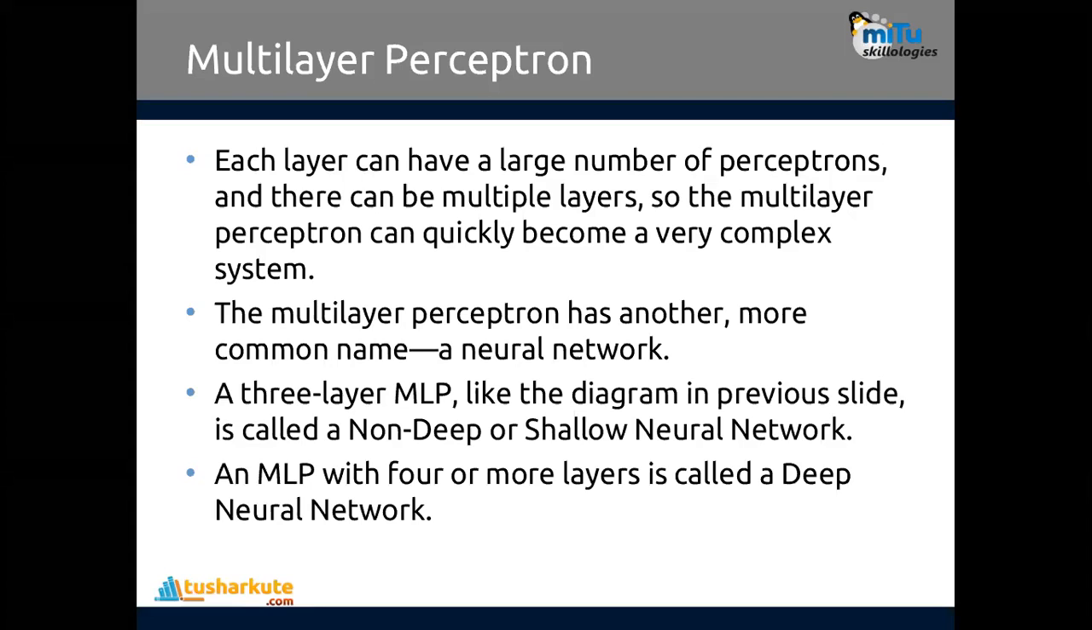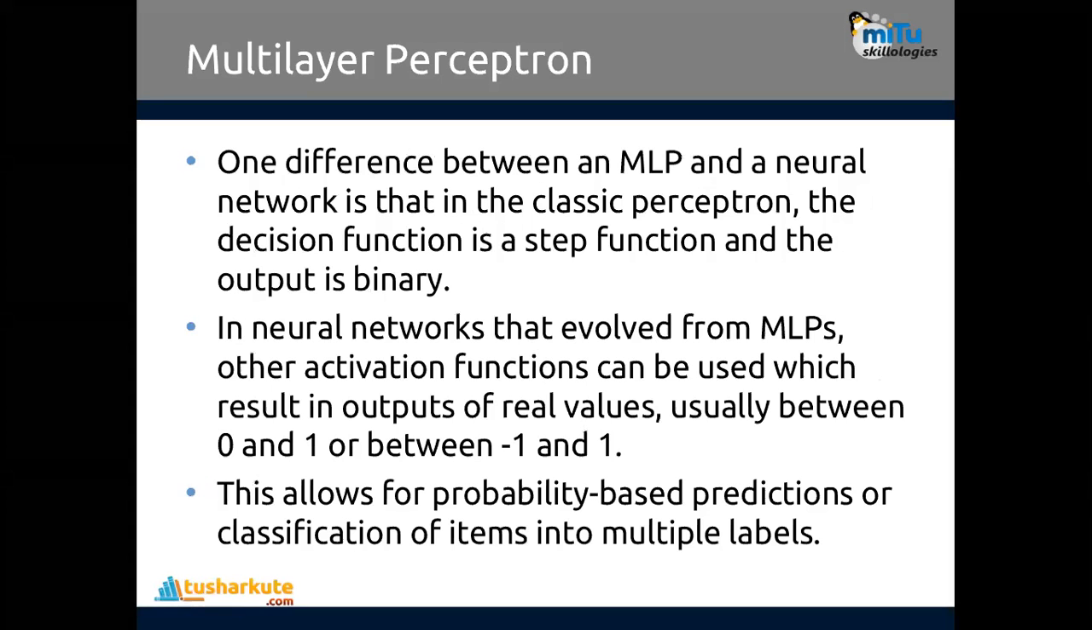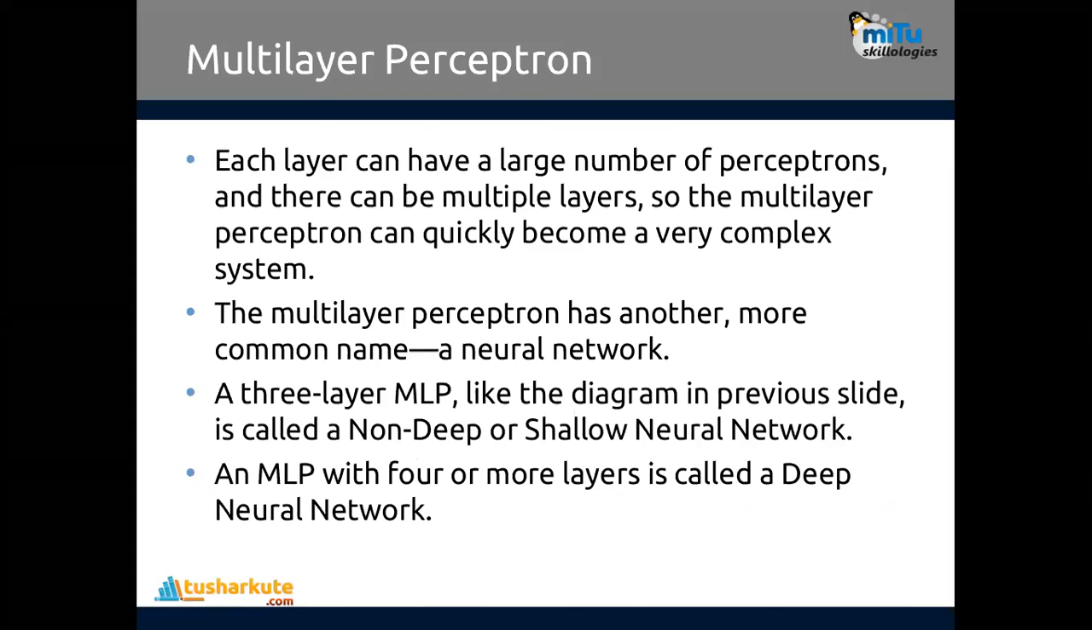A three-layer MLP, just like the diagram I'll show you, is called a non-deep or shallow neural network. And an MLP with four or more layers is called a deep neural network. Let's see this. Okay, just a minute. Let's talk about how exactly it is shown. This diagram is called a shallow neural network. Non-deep, not so many layers are present. Deep means a lot, 10, 20, 100, 10,000 layers deep. That's why the name deep is given. Four or more layers is called a deep neural network.